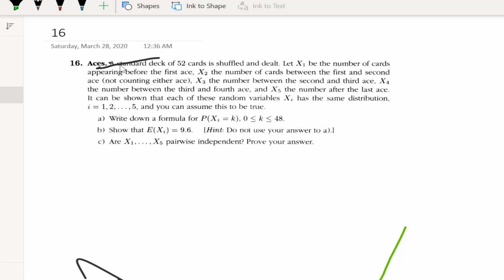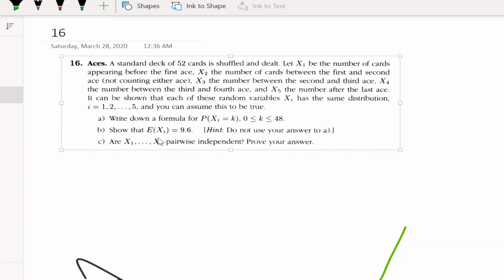A standard deck of 52 cards is shuffled and dealt. Let x1 be the number of cards appearing before the first ace, x2 the number of cards between the first and second ace, and so on. It can be shown that each of these random variables xi has the same distribution, for i equals 1, 2, all the way up to 5, and you can assume this to be true. Part A. Write down a formula for P of xi equals k, for k from 0 through 48.